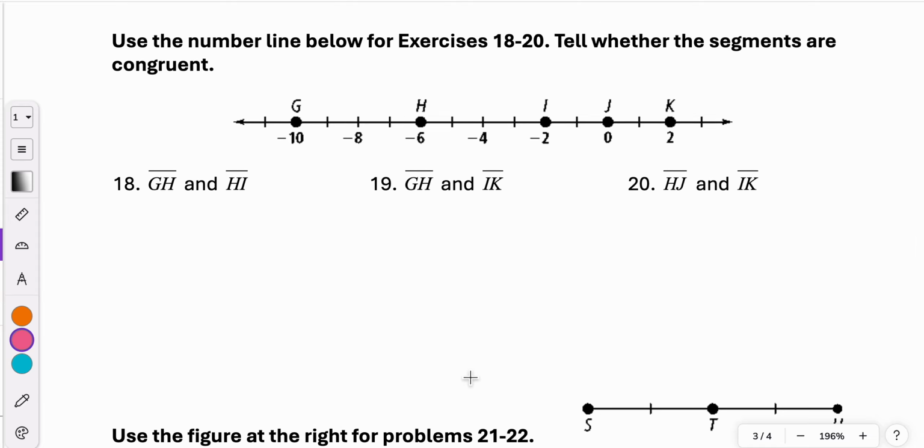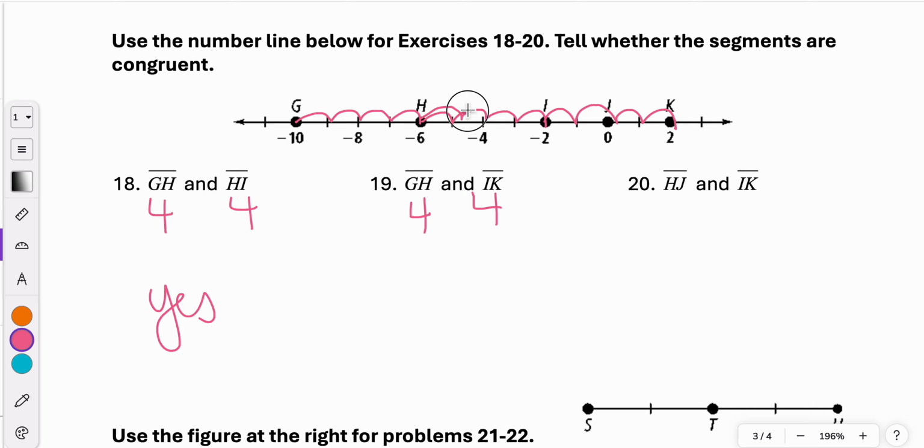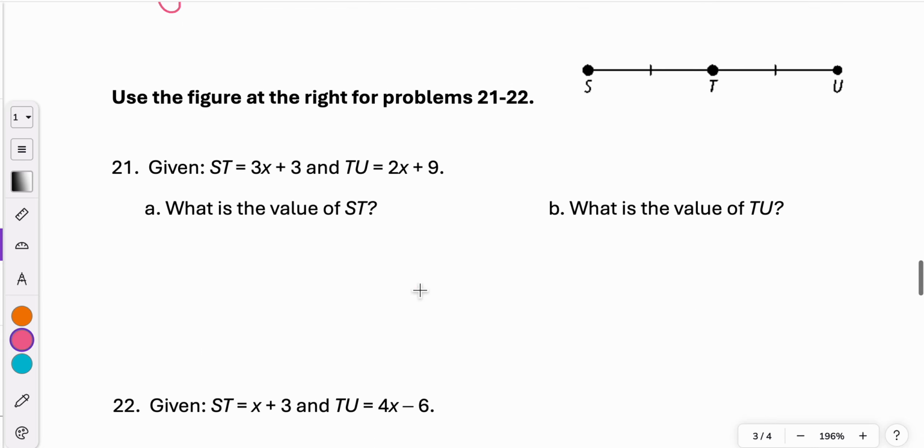Our last little bit here on the back of our paper, use a number line below for exercises 18 through 20, tell whether the subunits are congruent. So GH from G to H is 1, 2, 3, 4 in distance. HI is also 1, 2, 3, 4. So these are yes, congruent. GH is 4 units. IK, 1, 2, 3, 4, also 4 units. But then here, once we get to HJ, we are 1, 2, 3, 4, 5, 6 units, and IK we said was 4. So 20 is no, not congruent, but 19 and 18 are yeses.